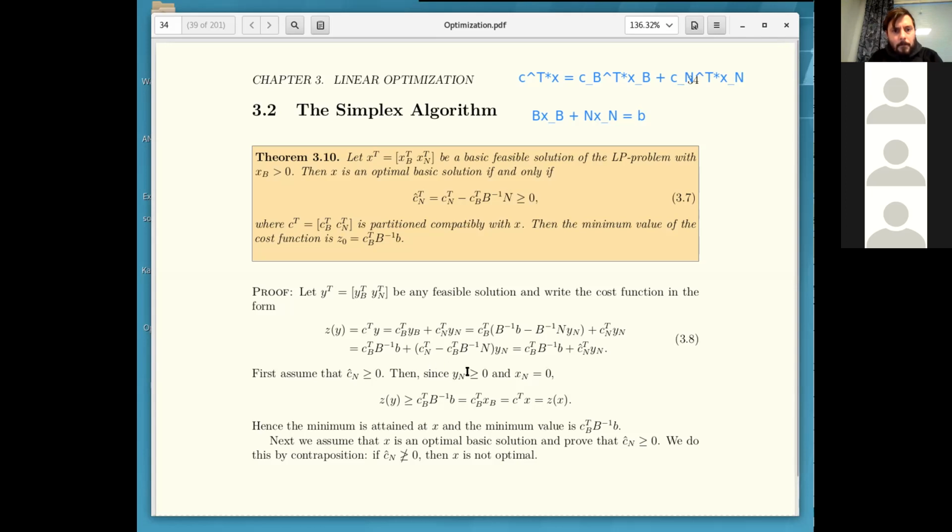So basically this cost function has two parts, the basic part and the null part. And now xn is 0, but if we change this yn to greater than or equal to 0, then what happens to this cost function, it changes, and the coefficients that express the changes can be calculated in this way.